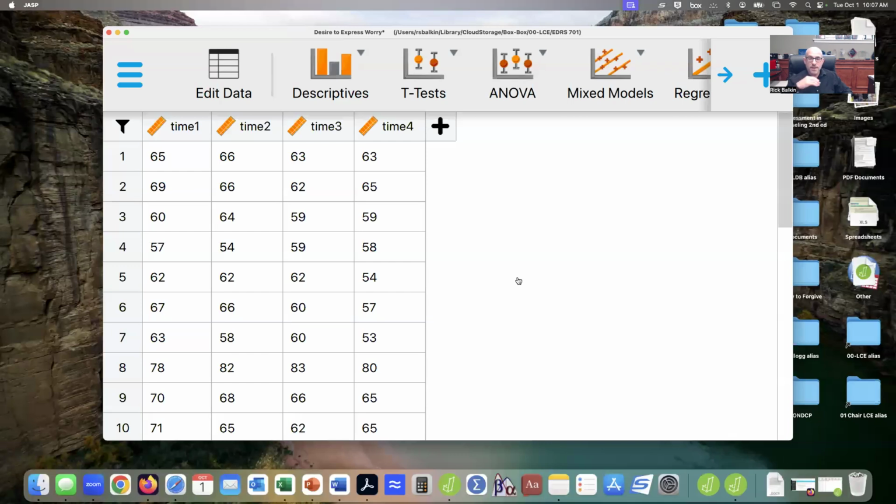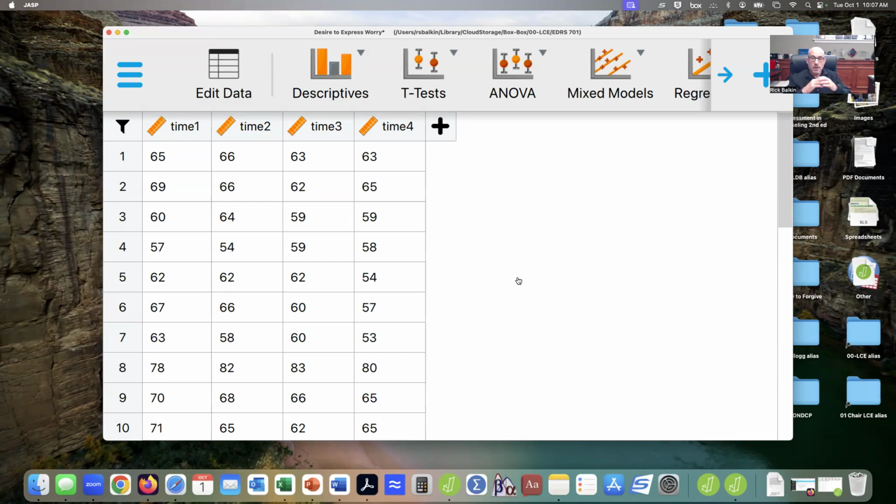This is the data set that we have in your tutorial in Blackboard. It is the desire to express worry study. In this case, it is the husband's willingness to express his worries to his wife at 4 different time periods. Time 1 is when you're just married, time 2 is at 5 years, time 3 is at 10 years, and time 4 is at 15 years.